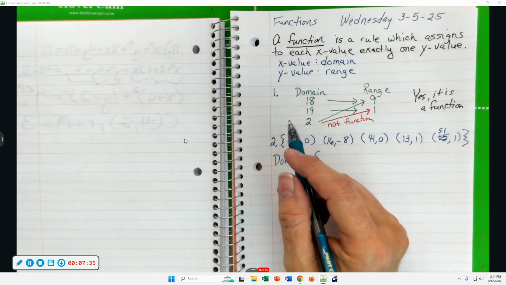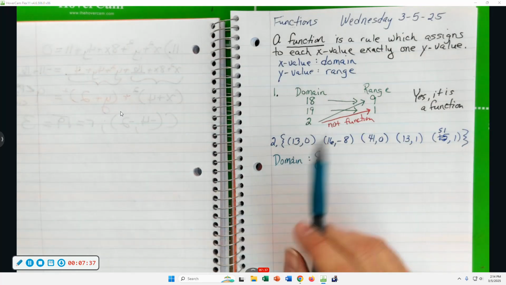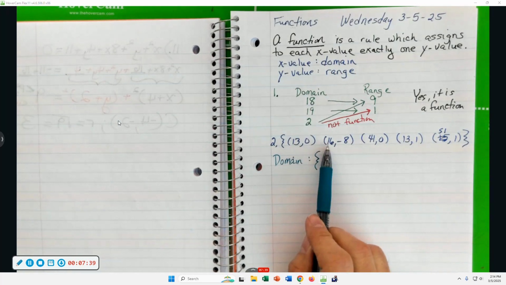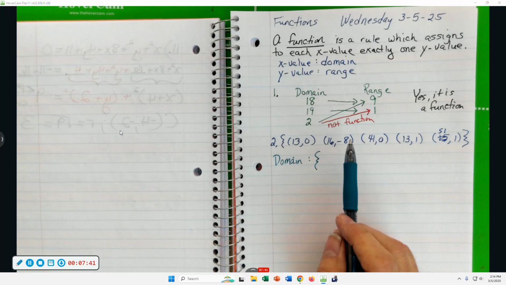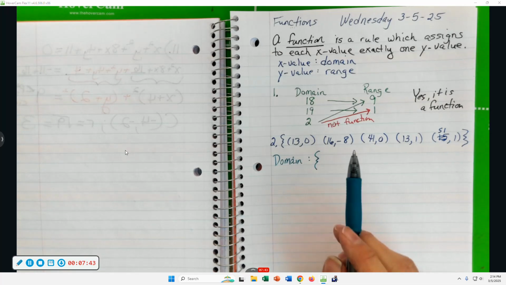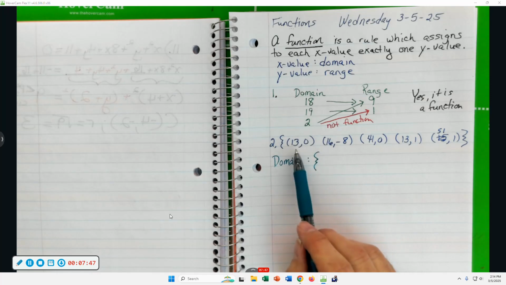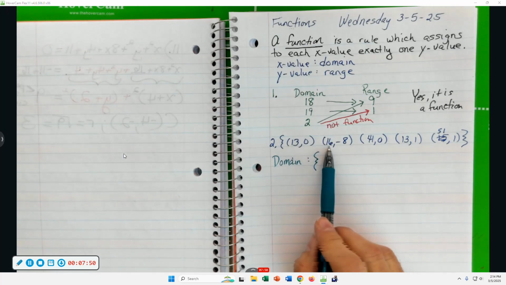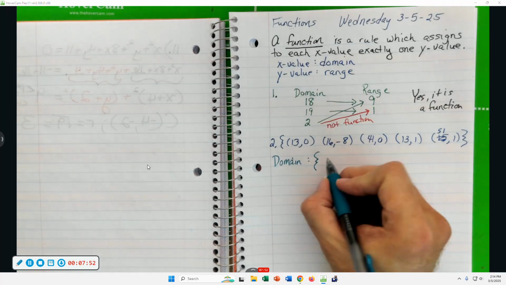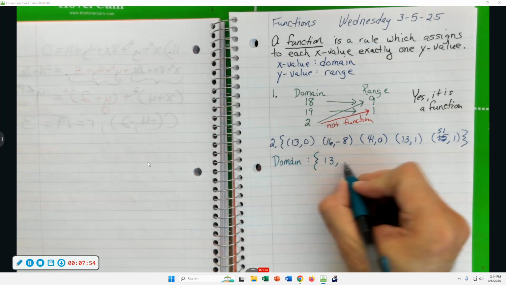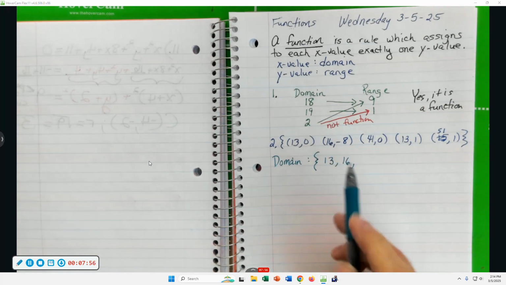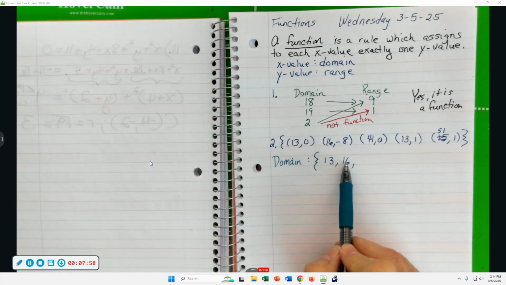It says find the domain first. The domain is a set of x values, and if we could read the instructions, you'd see it says do not repeat any numbers. So you're going to write out the set of x values. 13, the next x value is 16, then what?